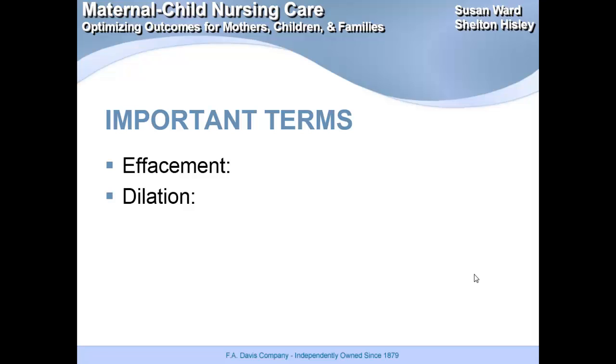So a couple terms we need to talk about. Effacement is where the cervix shortens and thins out. It's expressed in percentages, and as the woman progresses in her labor, the percentage is going to be higher. Dilation is the opening or enlargement of the cervix. It's expressed in centimeters, from 1 to 10. Full dilation is 10 centimeters. So at 10 centimeters and fully effaced, baby should be coming out.